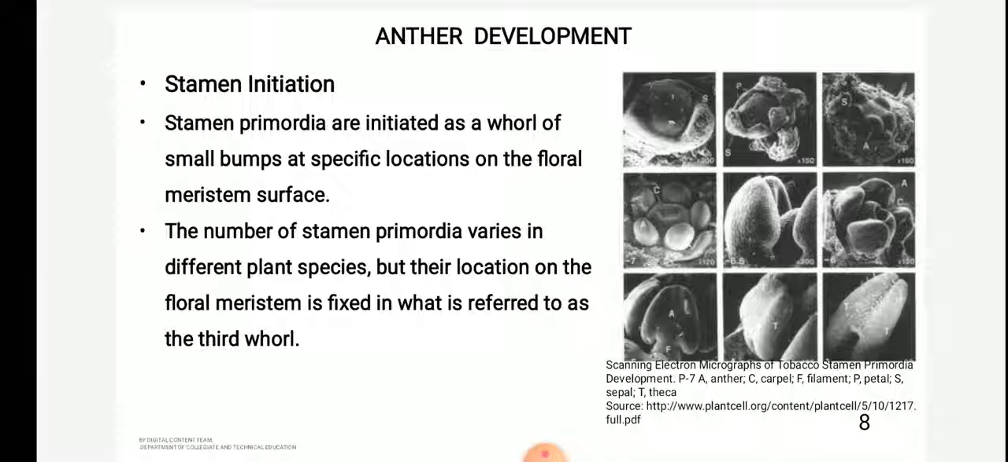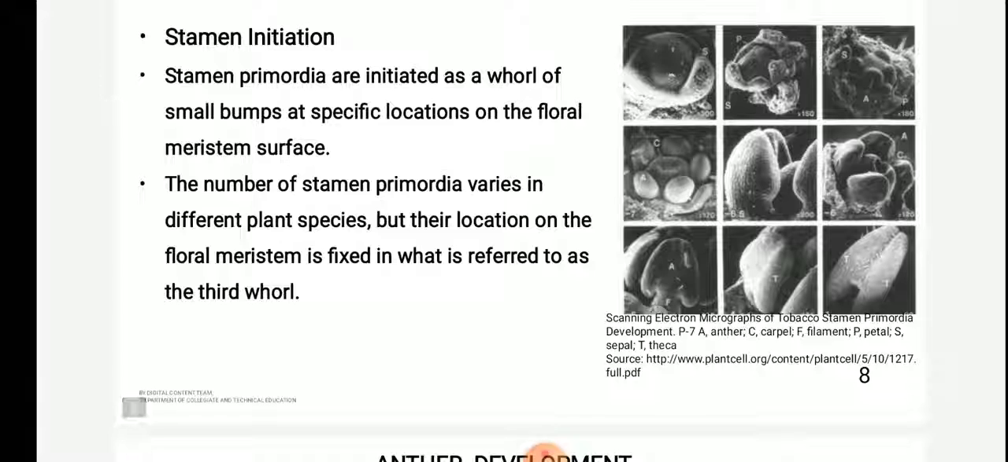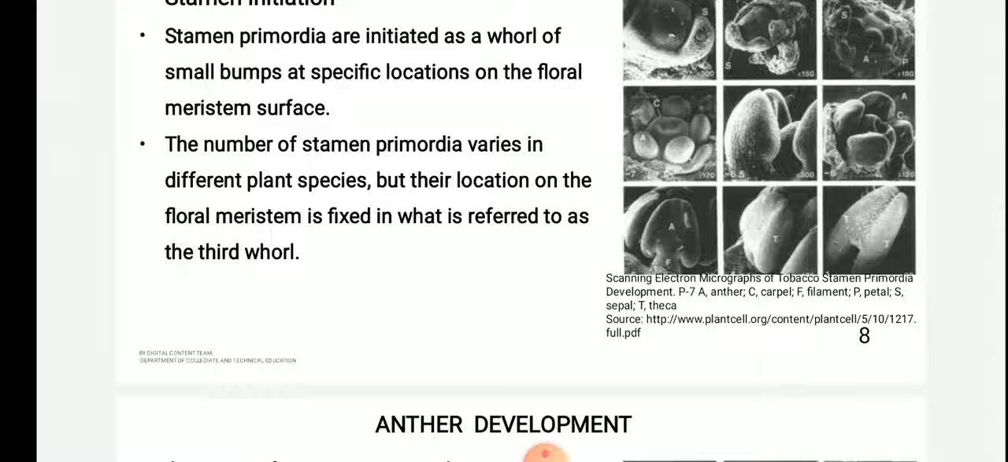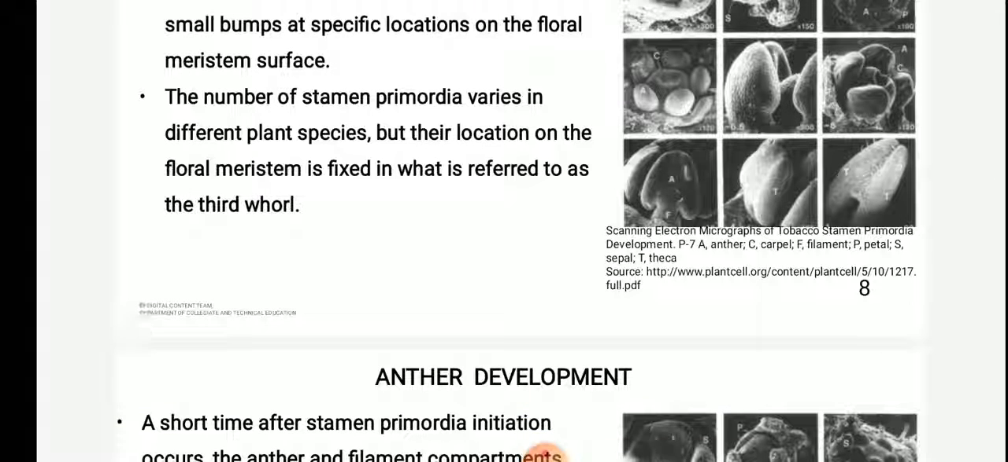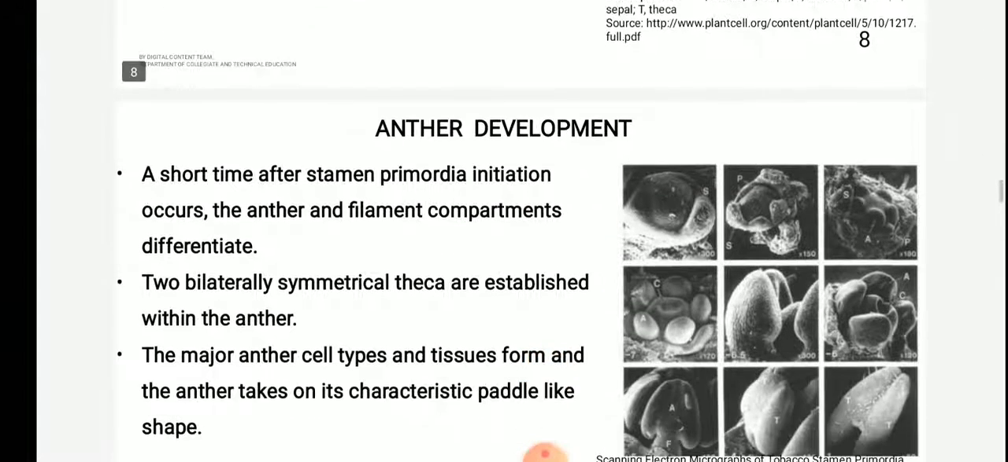Stamen initiation. Stamen primordia are initiated as a whorl of small bumps at specific locations on the floral meristem surface. The number of stamen primordia varies in different plant species, so it depends on the plant. Sometimes it may be 5 stamens in some angiosperm families, maybe 10 stamens. It depends upon the plant species, but their location on the floral meristem is fixed and is referred to as the third whorl.